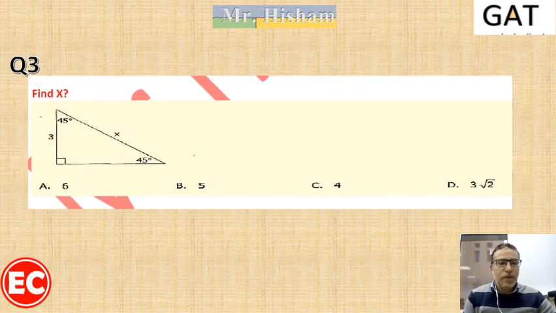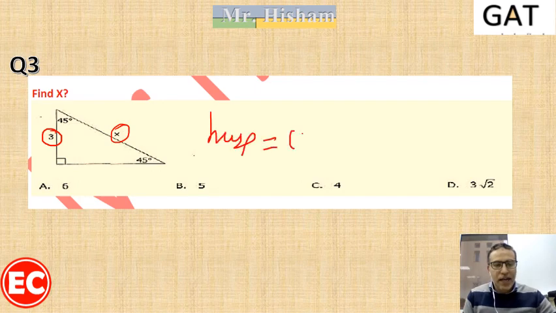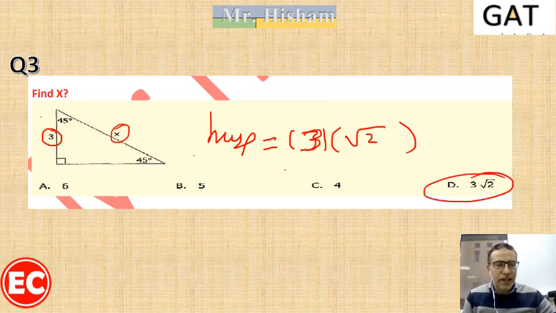Question number 3. I have one of the legs and I'm looking for the hypotenuse. And in this case, the hypotenuse is equal to the leg multiplied by root 2. So it's 3 multiplied by root 2, so it's directly 3 root 2. So it's very important to understand how you are going to decide: you are looking for the leg or you are looking for the hypotenuse.